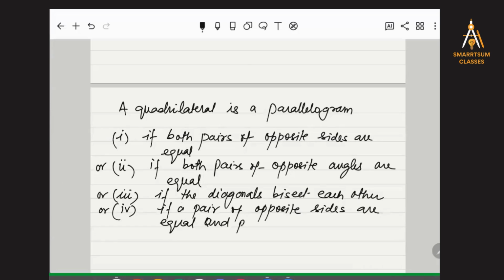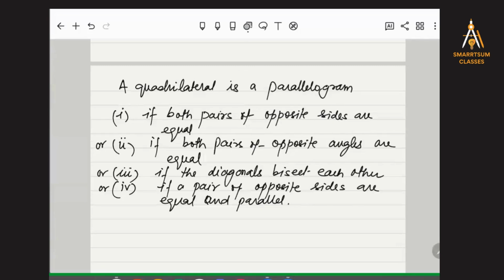Equal and parallel. So if you have proved any of these conditions, then you can easily prove that the quadrilateral is a parallelogram. If you have proved that both pairs of opposite angles are equal, or that both pairs of opposite sides are equal, right? If you prove any of these conditions, any one is enough, then that quadrilateral will be a parallelogram. Okay, so just note it down. We'll do the theorems related to this.